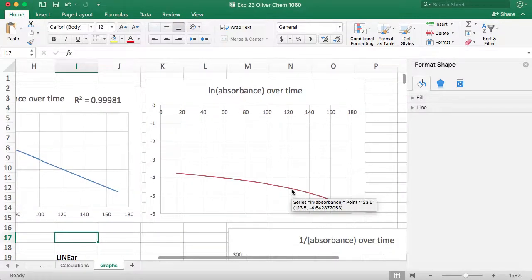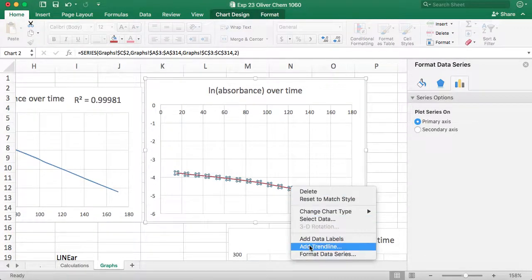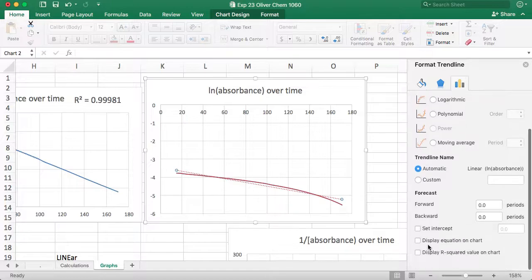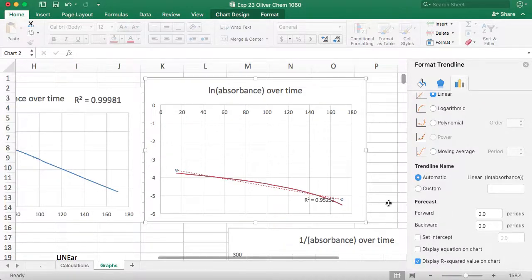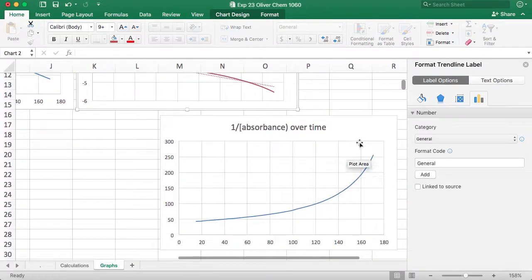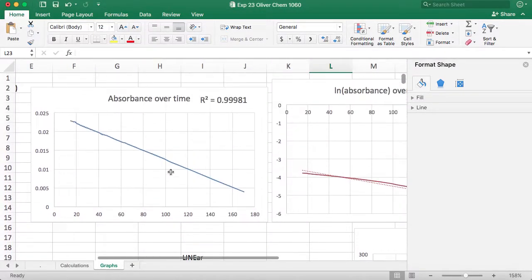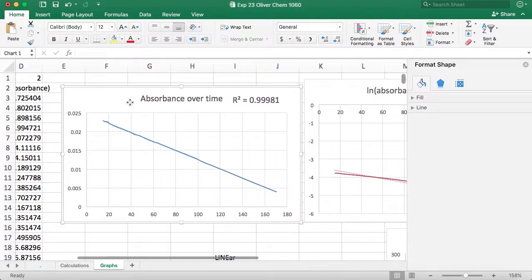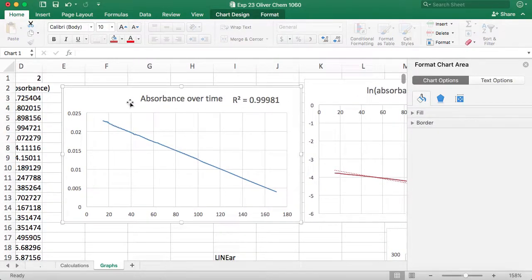Do that with the other ones. You'll see that it doesn't come as close. Add a trend line, linear, display r value, move it somewhere that you can read it. That one sort of matches, but it's only 0.95, not as good. And this one obviously is only going to get worse. So you would choose this one, and that is what you would paste on the first report where it says make sure to attach all graphs.